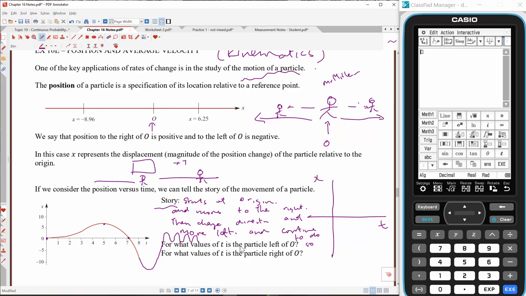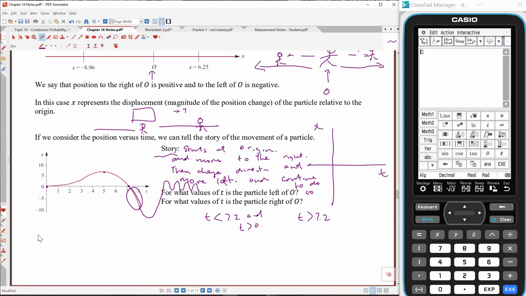So for what values of t is the particle to the left of the origin? It's to the left of the origin for t greater than 7.2. These are all the times when the position is to the left of the origin. For what values is the particle to the right of the origin? That's for t less than 7.2 and t greater than 0. And we're assuming we're at the origin at t equals 0 exactly, and at t equals, approximating here, 7.2.